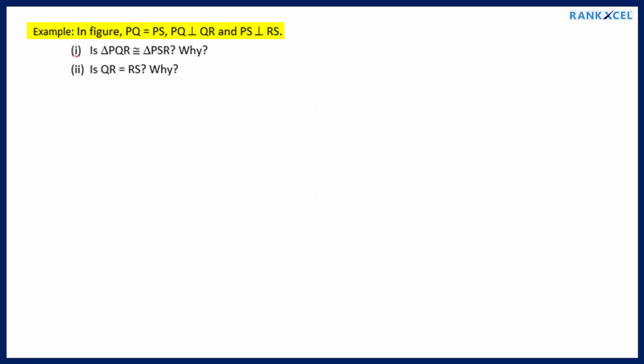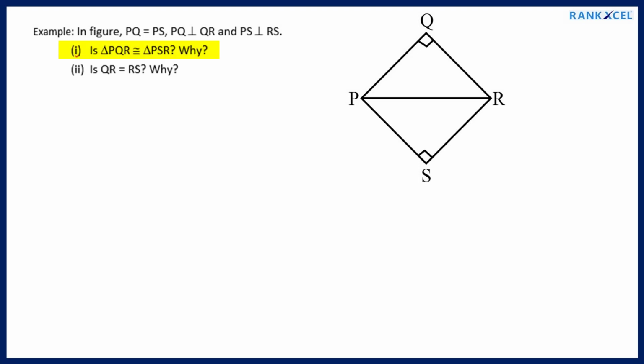Example. In the figure, PQ equals PS, PQ is perpendicular to QR and PS is perpendicular to RS. 1. Is triangle PQR congruent to triangle PSR? Why? 2. Is QR equal to RS? Why?